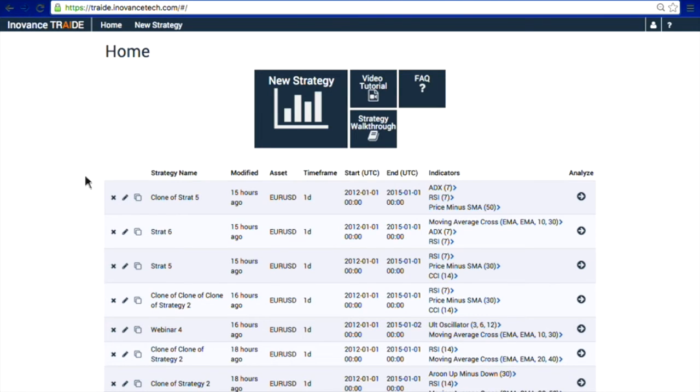So TRAIDE is really great at testing different ideas and iterating through the strategy development cycle a lot faster than doing it manually. But at the end of the day, you're still going to need to use your own analysis and put in the work to come up with these strategies.